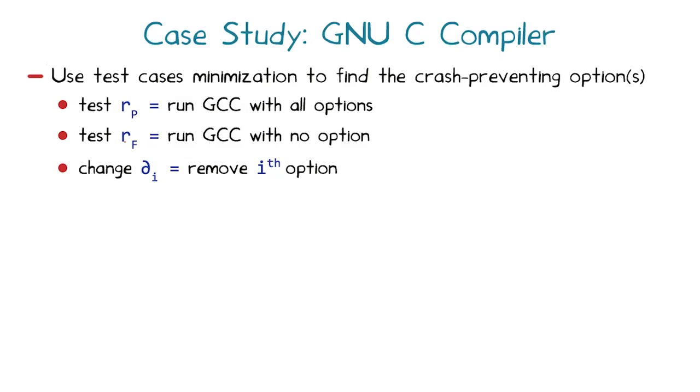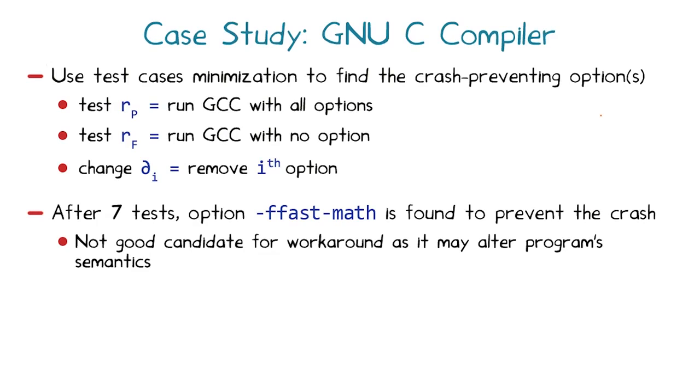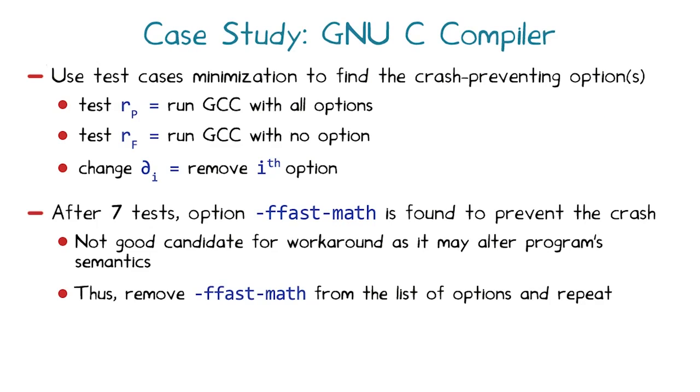After 7 tests, the algorithm reports that option -f-fast-math prevents the crash. Unfortunately, this option is a bad candidate for working around the failure because it may alter the semantics of the program. So, we remove -f-fast-math from the list of options and rerun the delta debugging algorithm.